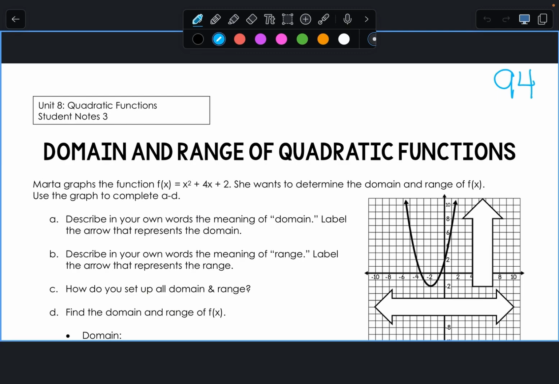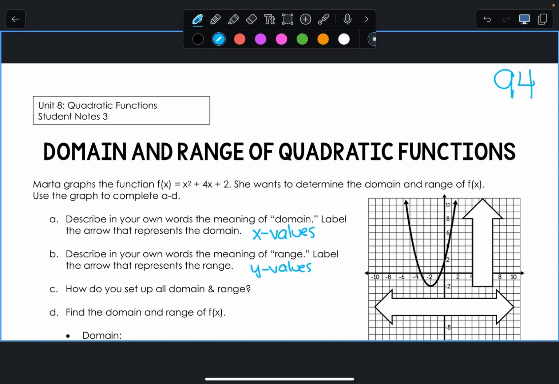But domain and range have notation, numbers that are always written from least to greatest, okay? It says, describe in your own words the meaning of domain. Domain is going to be your X values, while range is your Y values.